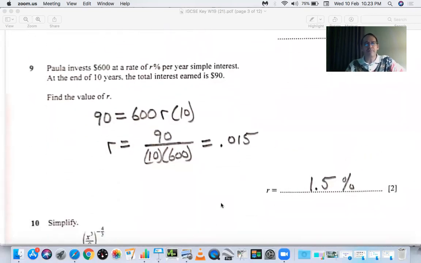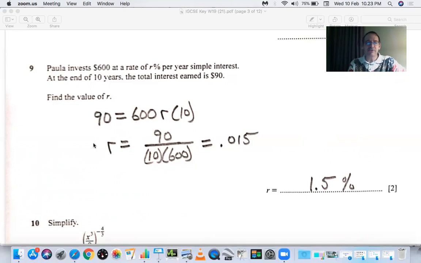Here is a simple interest question. Notice this is simple interest. So Paula invests $600 at a rate of R% per year, simple interest. At the end of 10 years, the total interest earned is $90. Find the value of R.